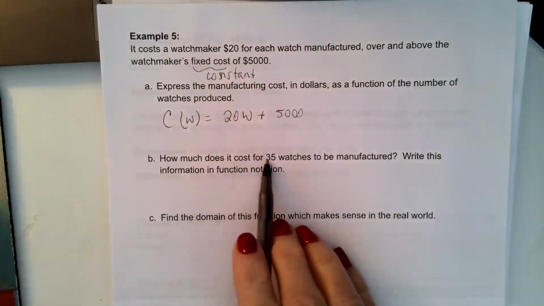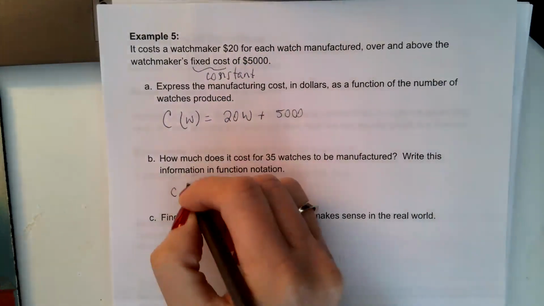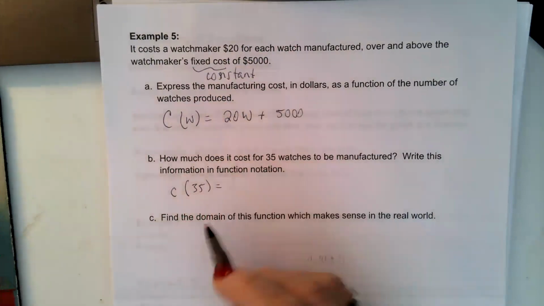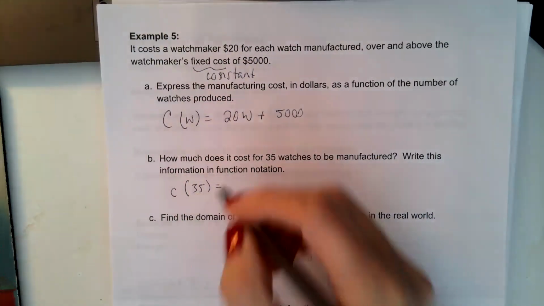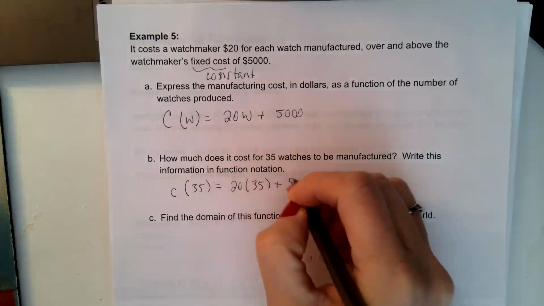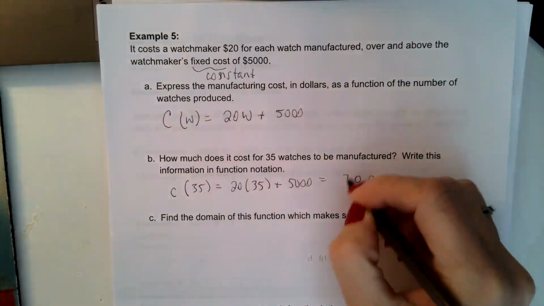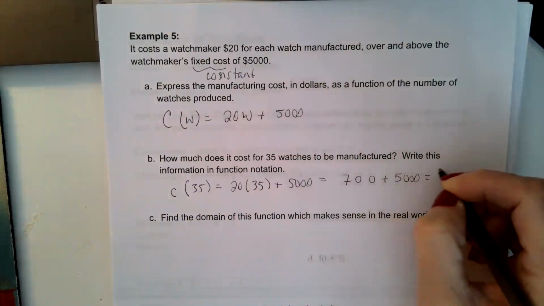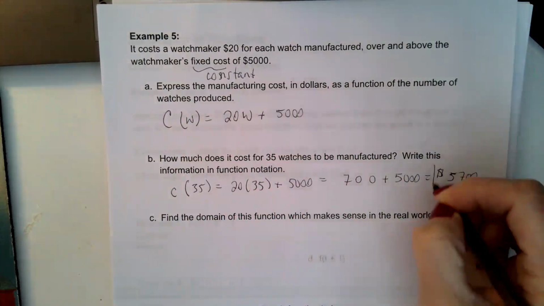So it says, how much does it cost for 35 watches to be manufactured? And so that would be the cost at 35. So this tells the reader that I'm finding the cost when my number of watches is 35. So I'm going to say 20 times 35 plus 5,000, should be 700 plus 5,000. So the cost in dollars should be 5,700.